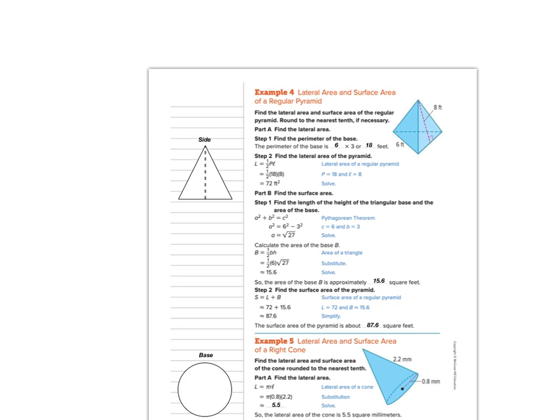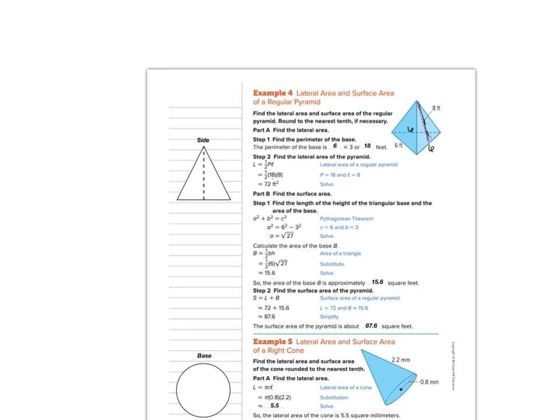The formula is 1/2 the perimeter times the lateral area. So 1/2 times the perimeter. If this is a triangular pyramid, this is 6, this is 6, and this is 6, so 6 times 3 is 18. Then the lateral height, on the side, is 8, and they said the lateral area of the pyramid is 72 square feet.